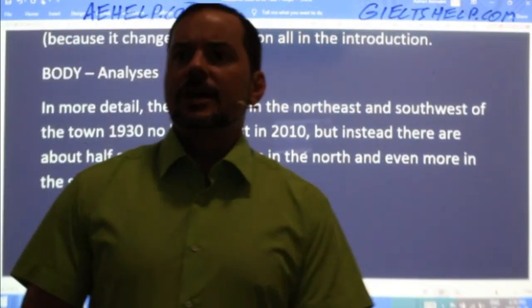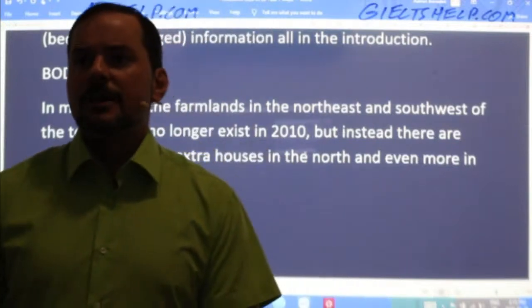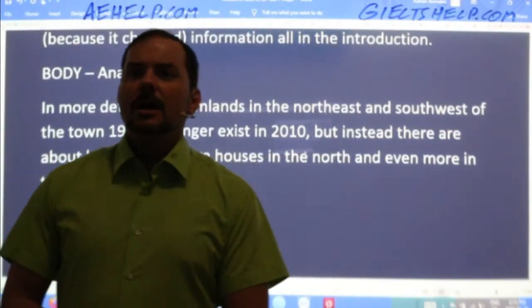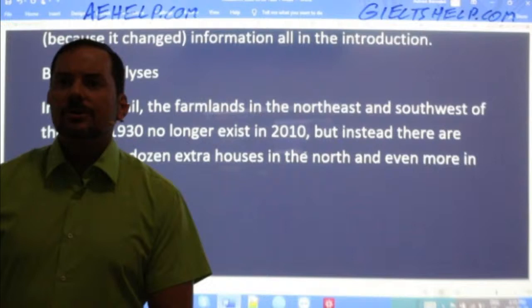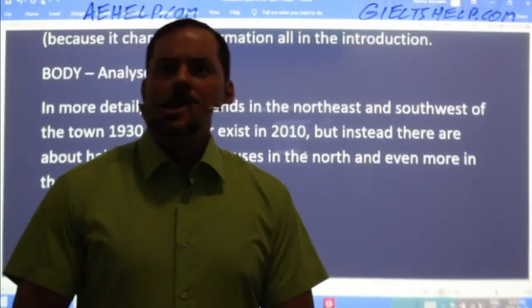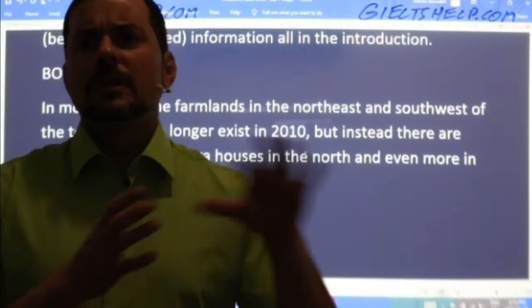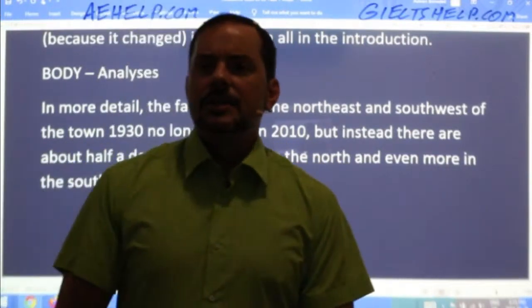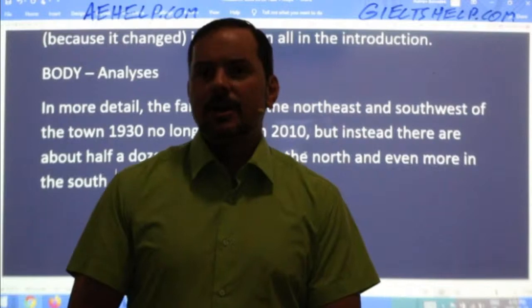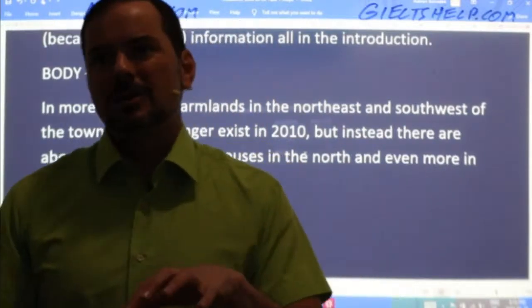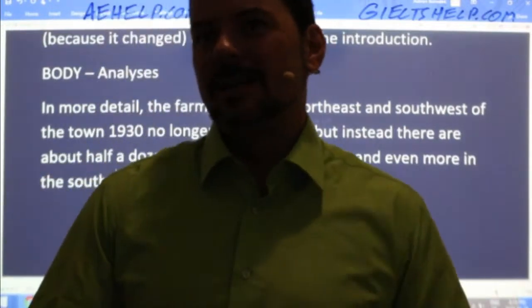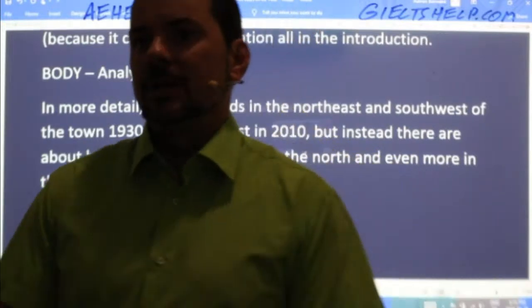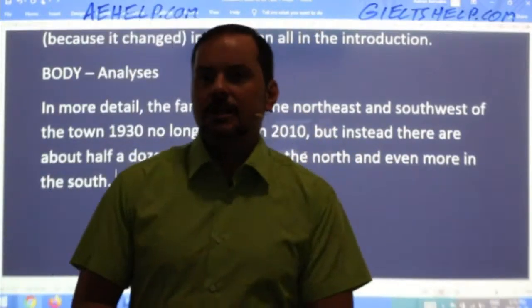Abhishek says, looking at the map in more detail, there was farmland in the northwest of the layout in 1930 and southwest part also. Abhishek, you don't need to refer to the layout. Just say it, okay? With farmland, but 2010, these are removed and replaced by homes. They're replaced by homes. You don't really remove a farmland because it's just land, okay? So careful. I know it's a little bit tricky.